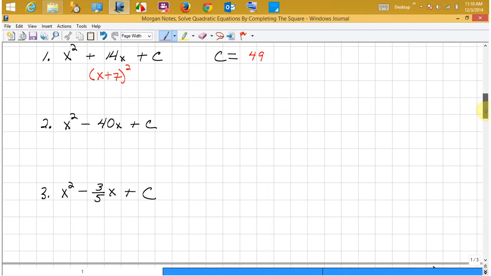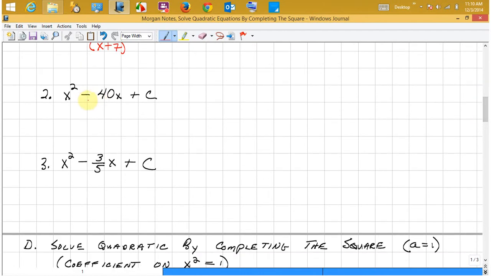Okay, let's try another one. So I know half the middle term squared is going to give me the c value. So c would be equal to half the middle term squared. There's half the middle term, squaring it, so that would be a negative 20, squared would be 400. C will always be positive because I'm squaring a number. It will always be a plus.